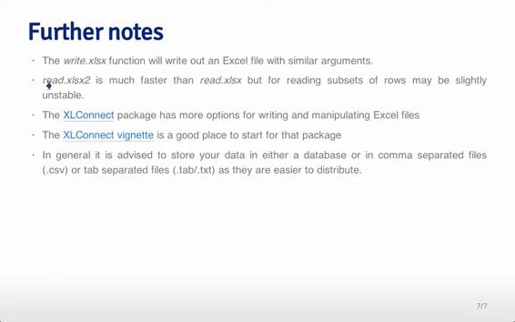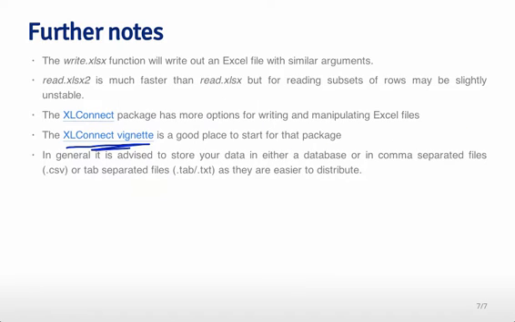read.xlsx2, I've found, is quite a bit faster than read.xlsx, but especially if you're reading subsets of rows, it might be a little bit unstable, at least in my experience. XLConnect, as I mentioned, is a lot more flexible for reading, writing, and manipulating Excel files. If you really need to do a lot of serious processing in Excel files, I found that XLConnect might be a little bit better.